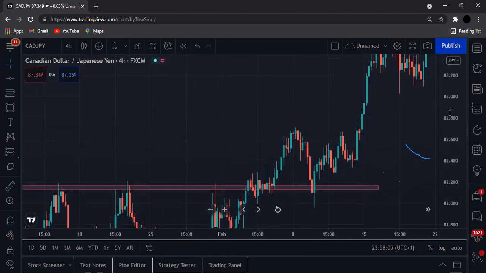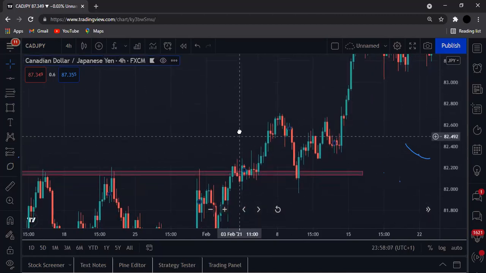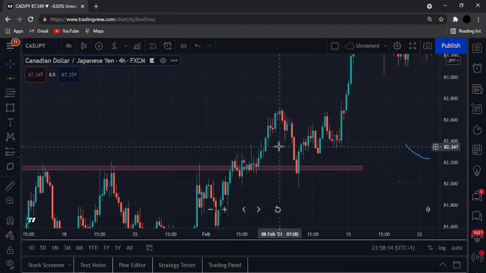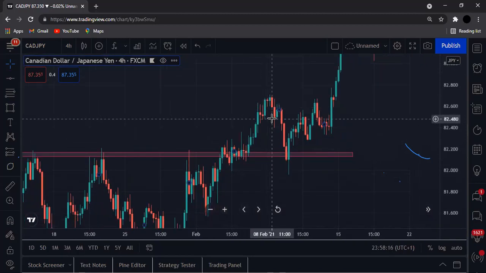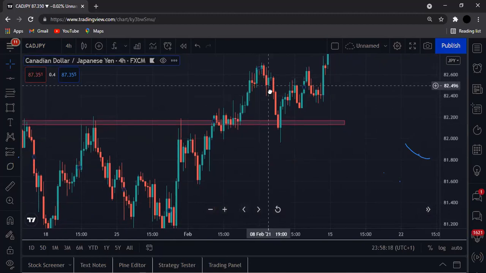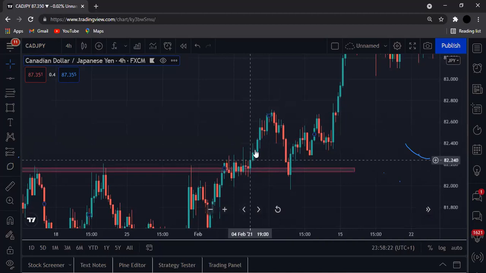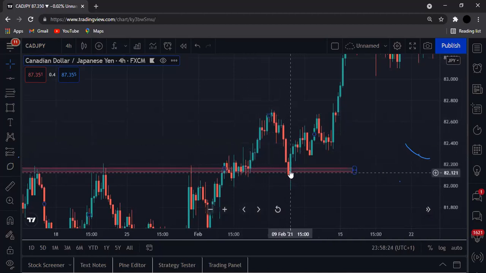So to have a double confirmation, anytime you have a break in structure, the best is to wait for a retest. Don't worry, I will teach you entries. Entries is very, very important. Combination of entries and candles. So it broke the structure here. It retested back to this region. So now the resistance is serving as a support here.